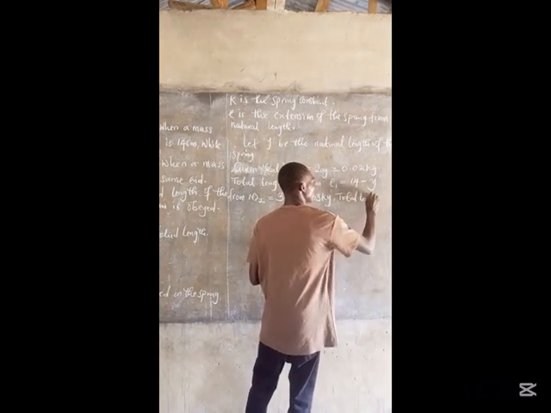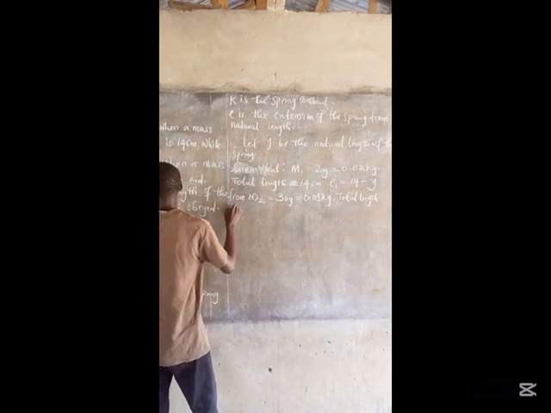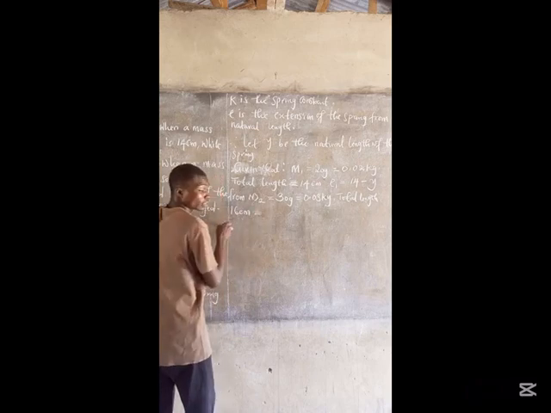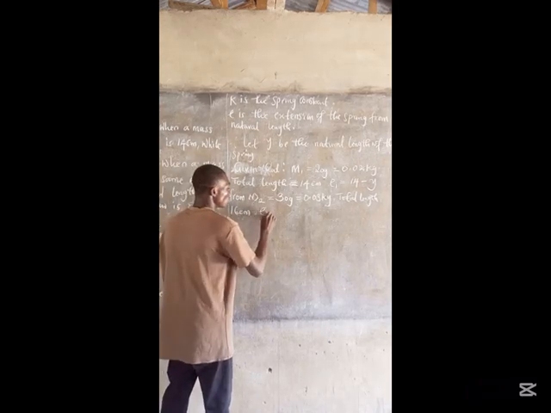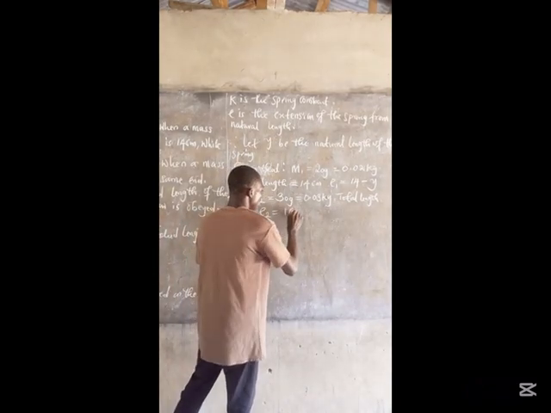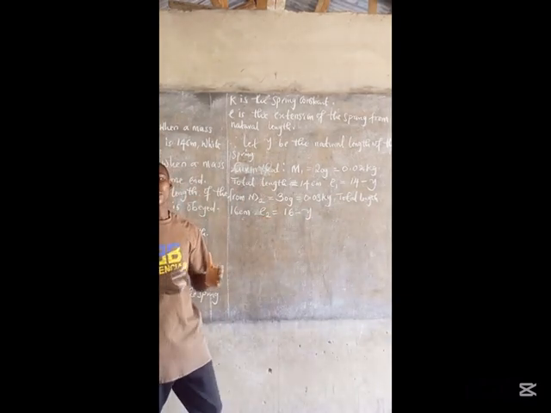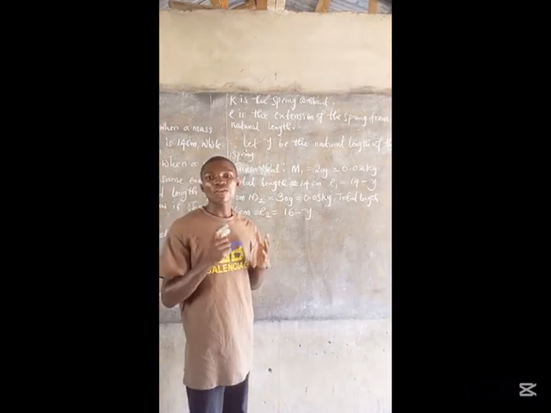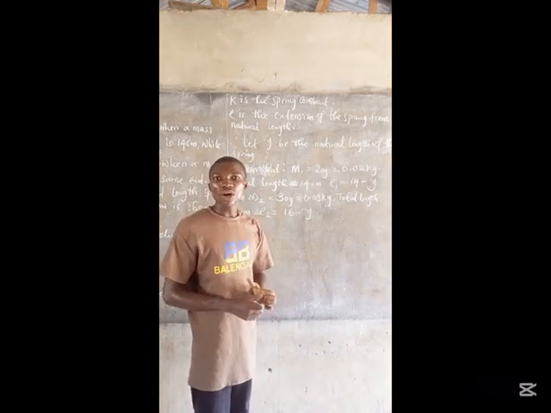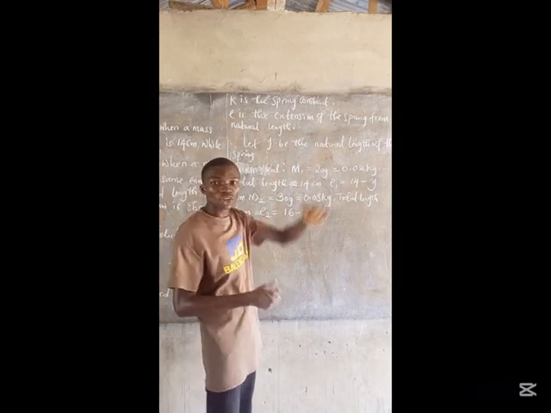The total length is going to be equal to what? The total length is 16 cm, and the extension, which is E2, is going to be what? 16 minus y, because we are calculating the stretched length. So we have already said let y be the natural length of the spring, because the extension is the extension of the spring from its natural length.